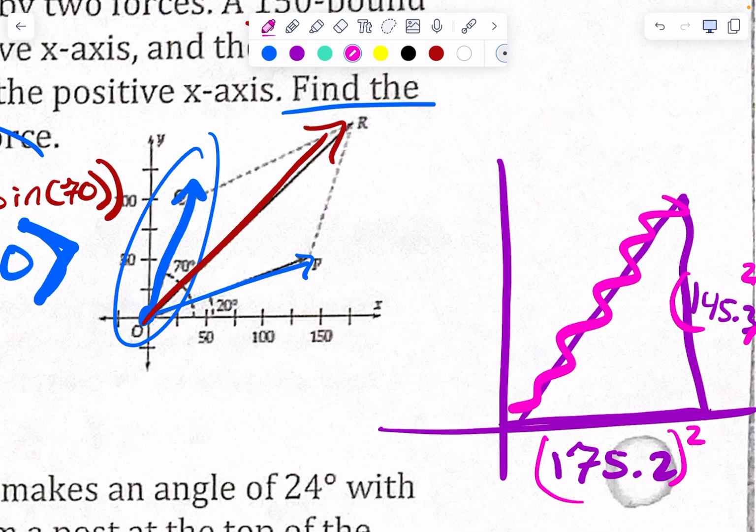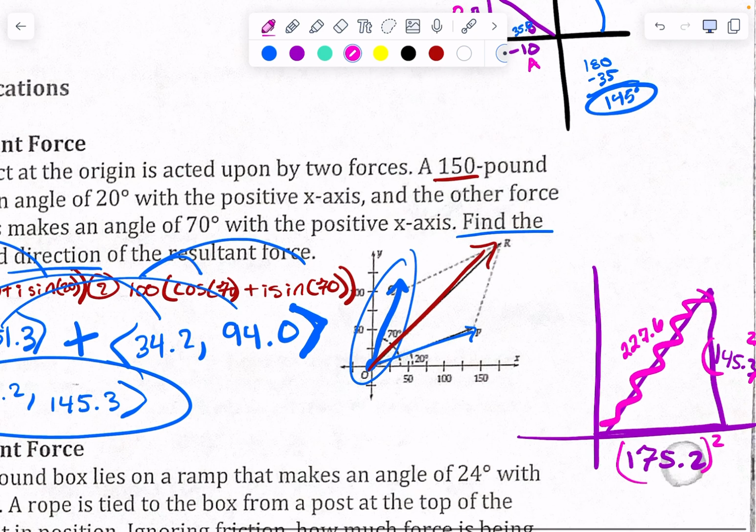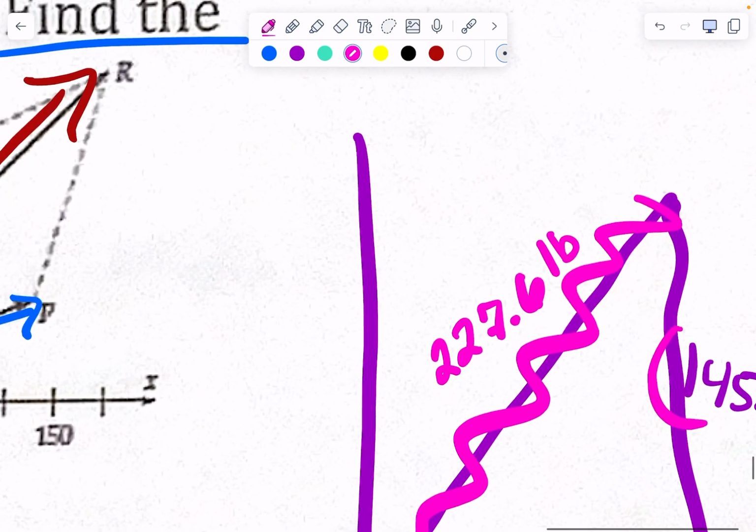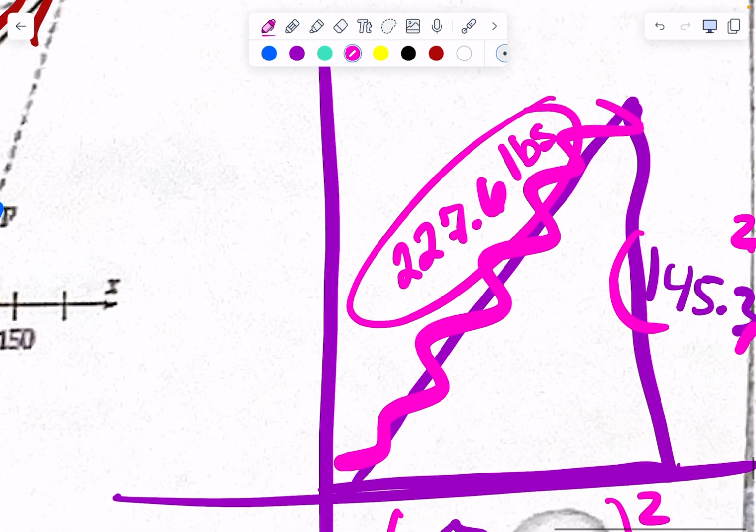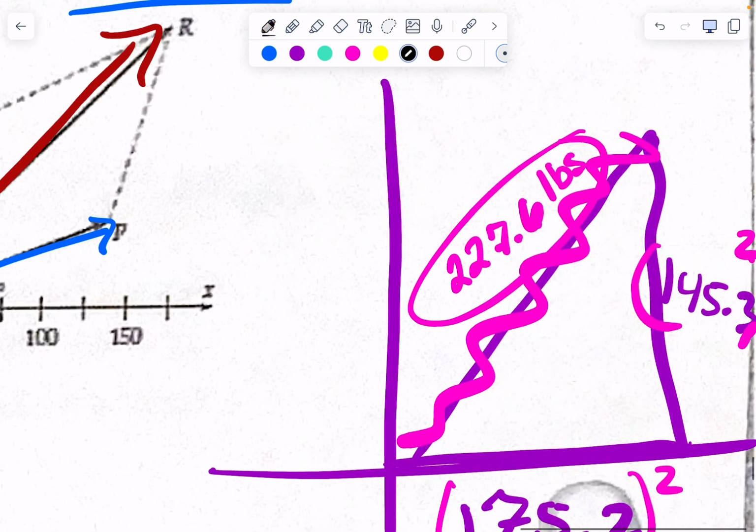What do you get? 227.6. And that is in, are we in meters per second? Pounds. 227.6 pounds of force. It's going to come out of the ground, whatever we're pulling, like the tree or whatever it is. 227.6 pounds of force. At what angle?